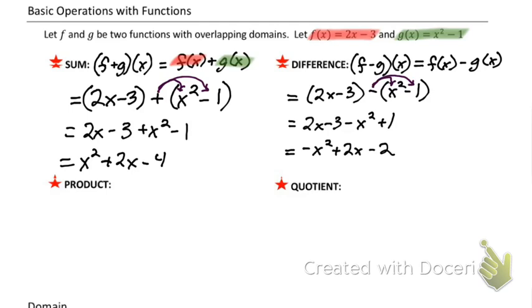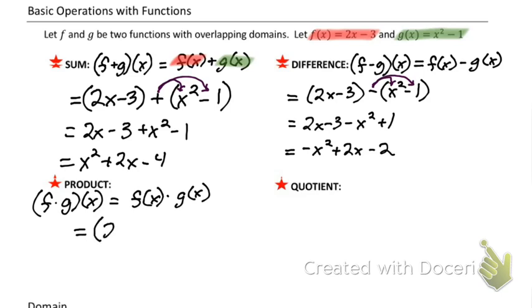Product. Just change that subtraction and addition sign to a multiplication sign. So for our product, we are going to have f times g of x, which is the exact same thing as taking f of x and multiplying it by g of x. In this case, my f of x is that 2x minus 3. Once again, when I substitute, I always leave it in parentheses. So we're going to have 2x minus 3 times our g of x, which is x squared minus 1.